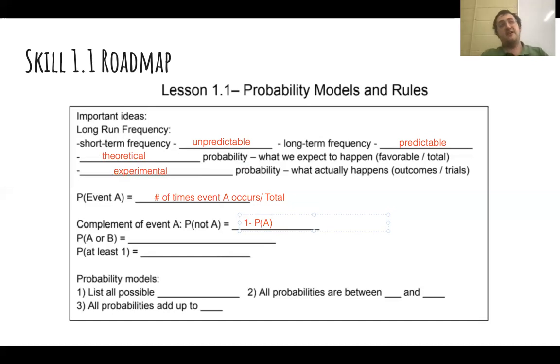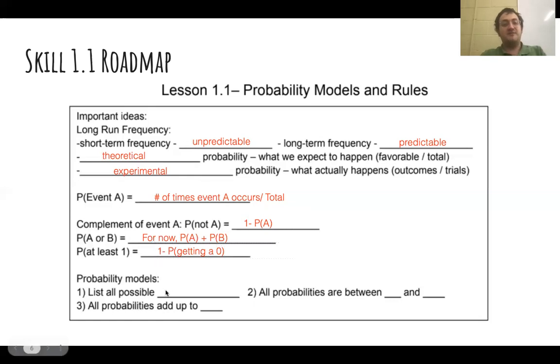So if I had a 40% chance of rain, there'd be a 60% chance that it would not rain, for instance. And then for now, the probability of A or B would just be the probability of A plus the probability of B. We'll talk about situations where that might change a little bit. And then the probability of at least 1 is 1 minus the probability of getting 0.